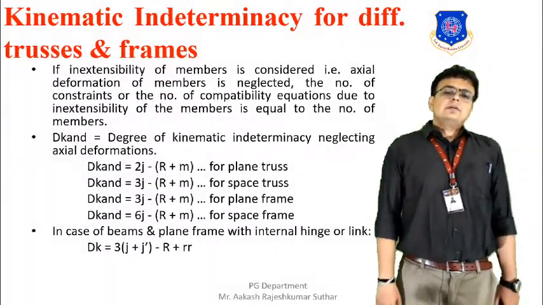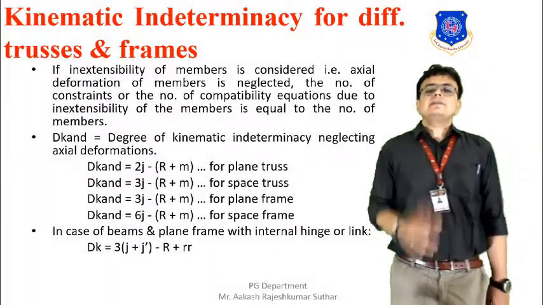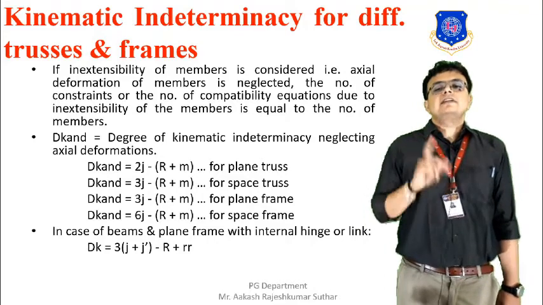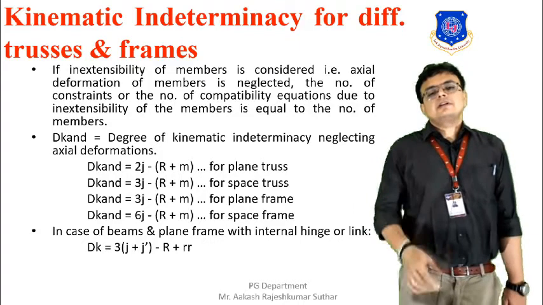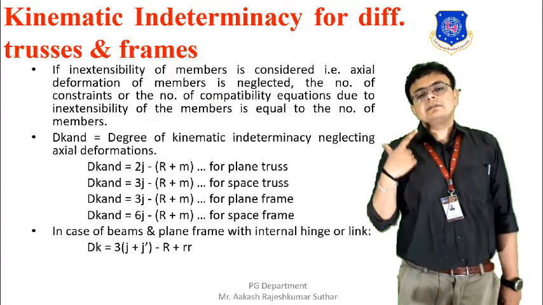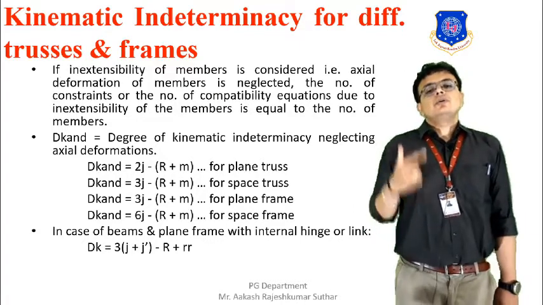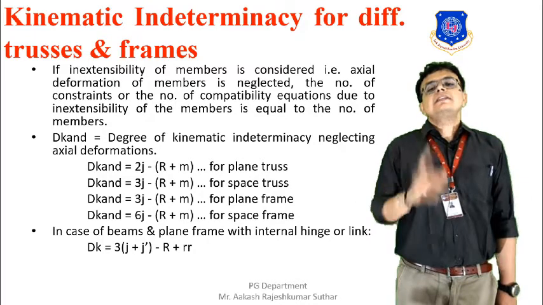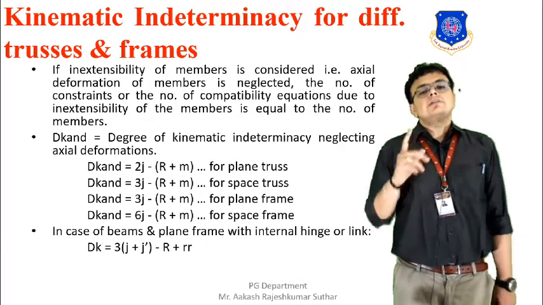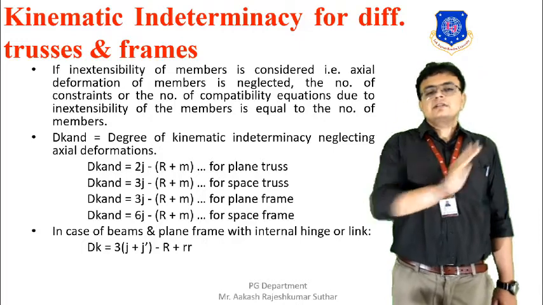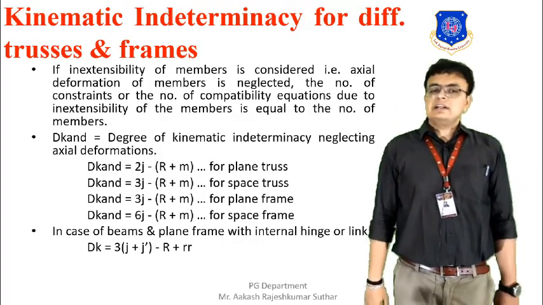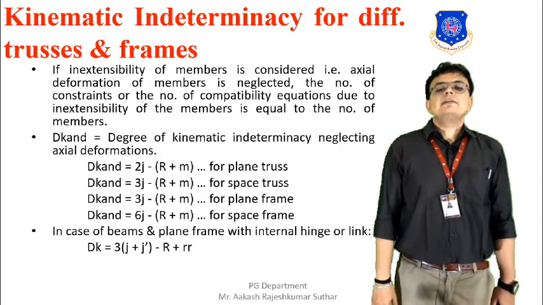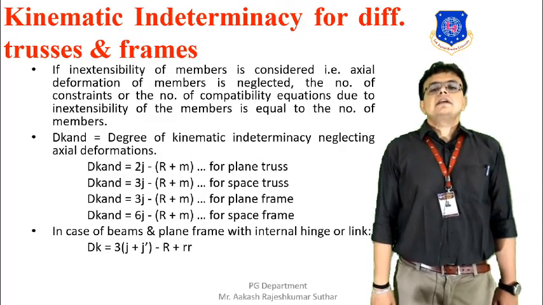Now, if inextensibility of a member is considered, that is the axial deformation of the member is neglected, the number of constraints or the number of compatibility equations due to the inextensibility of a member is equal to the number of members. Means we are just neglecting the axial deformation, that is dk a and d. That is the degree of kinematic indeterminacy neglecting the axial deformation.